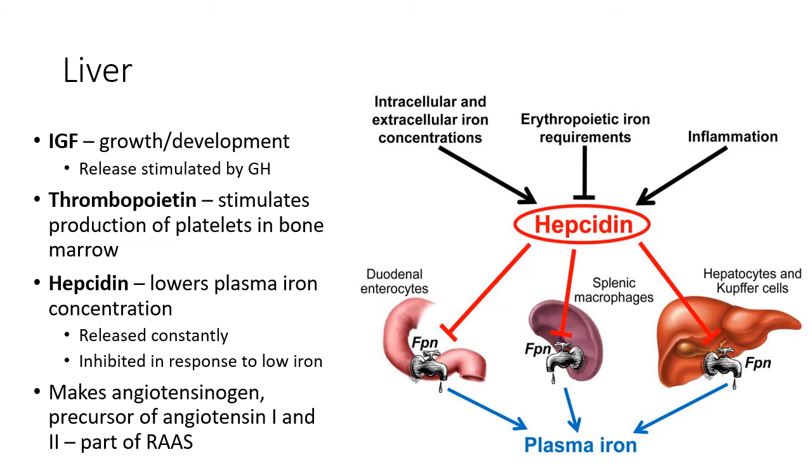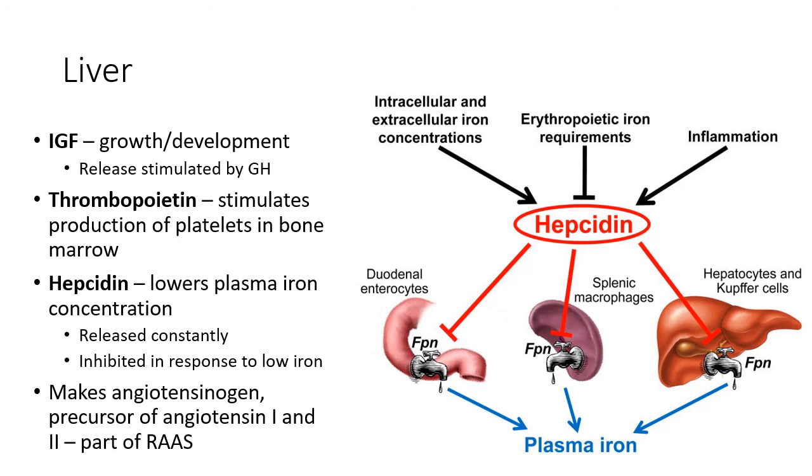You also have some hormones released from the liver. So we had already mentioned IGF, insulin-like growth factor. That stimulates your cells to divide and make protein for your growth and your development. Release of IGF is controlled by growth hormone from the anterior pituitary. Then you also have thrombopoietin coming from the liver. That's a little bit similar to the erythropoietin from the kidneys. It acts in the bone marrow to stimulate the production of platelets, which would be little cell fragments that allow your blood to clot if you get a cut.